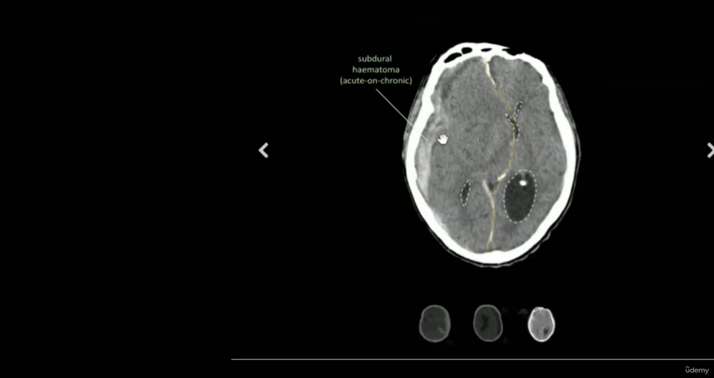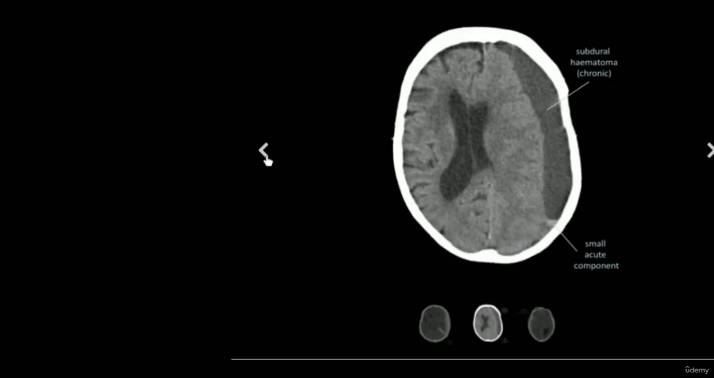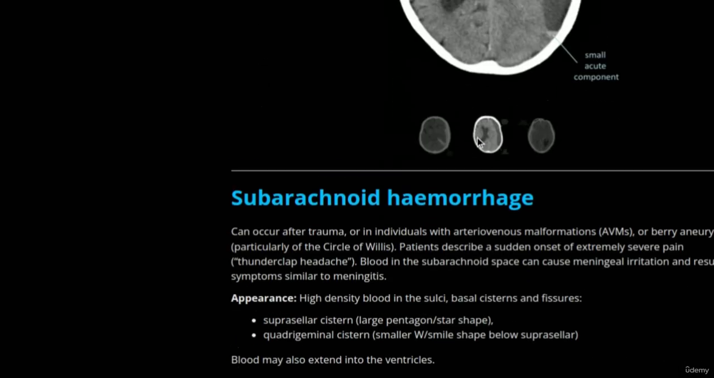Also here we have subdural hematoma acute on chronic. So we had a chronic subdural hematoma, and here we have this acute phase. So we have this hyperdensity. And note also the crescent shape that we see. So we have subdural hematoma.